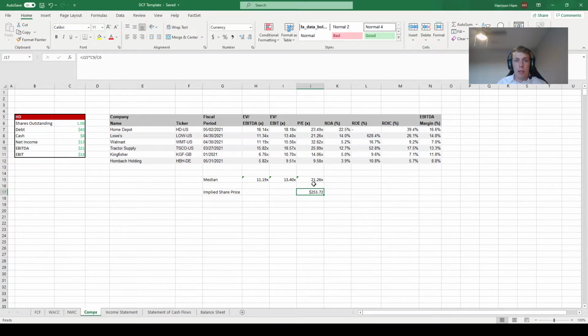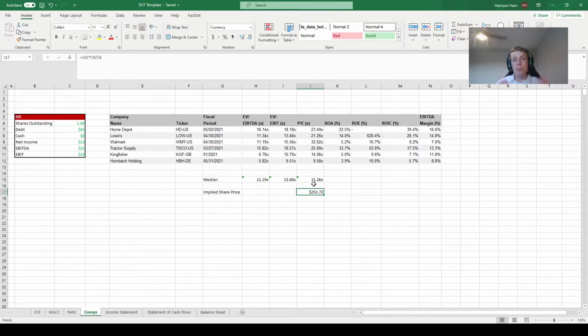So what exactly does it mean that Home Depot's implied price is $253? Well, it's basically saying that if Home Depot were valued the same as its competitors according to the PE ratio, then it would have a price of $253. So right now, Home Depot's price is a little bit higher than that. So according to just this one ratio, Home Depot might be a little bit overvalued.